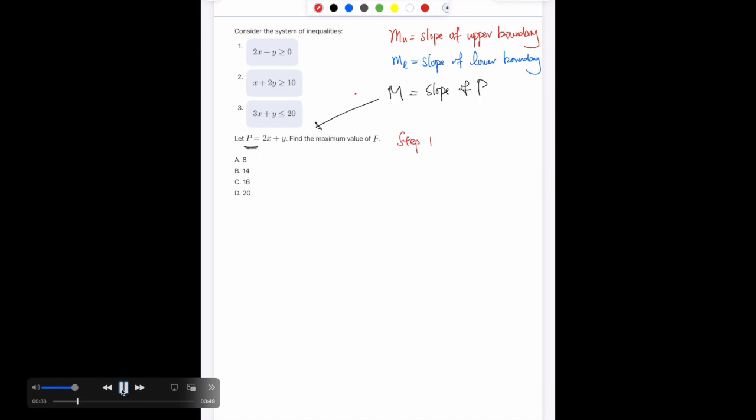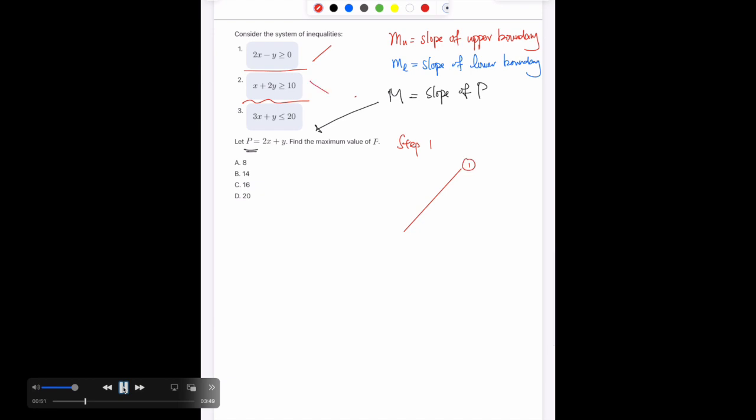So for step 1, we are going to consider the graph that's involved. And from the inequality, you will know that inequality 1 will have a positive slope. Okay, so we have a graph for line 1 like this. And then for inequality 2, it has a negative slope. So we draw a line like this to represent inequality 2.